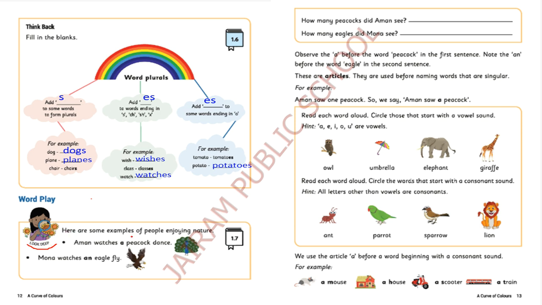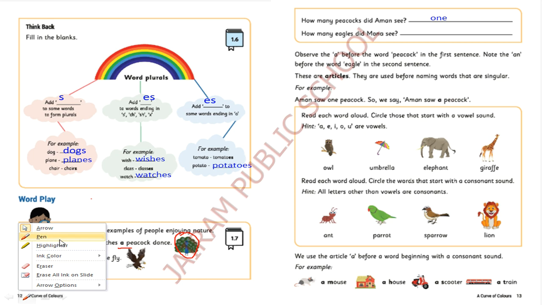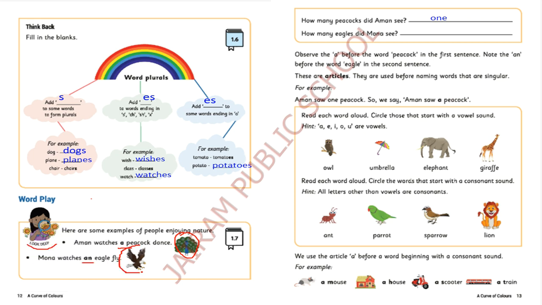Here are some examples of people enjoying nature. First, let us see the example sentences. Aman watches a peacock dance. Mona watches an eagle fly. How many peacocks did Aman see? Only one peacock. How many eagles did Mona see? Only one eagle. So only one I have written here.